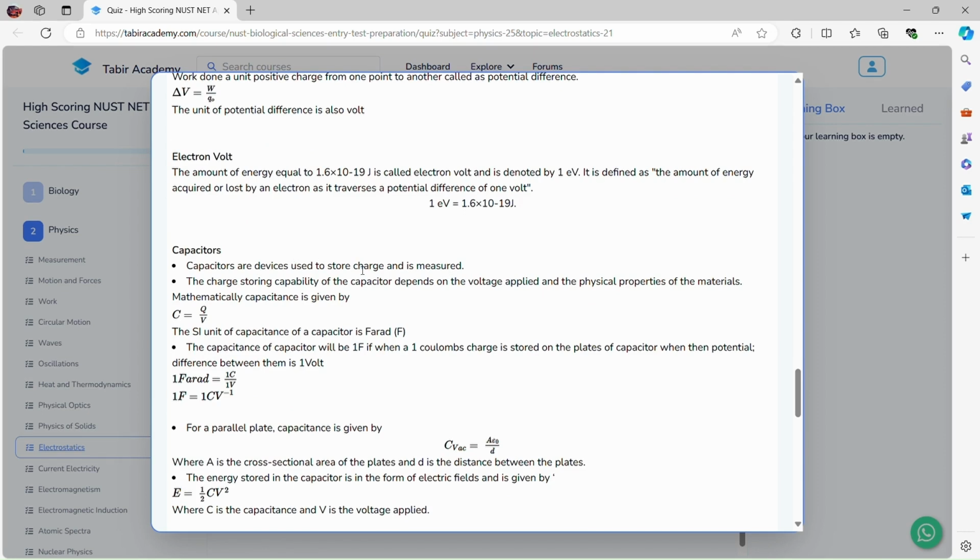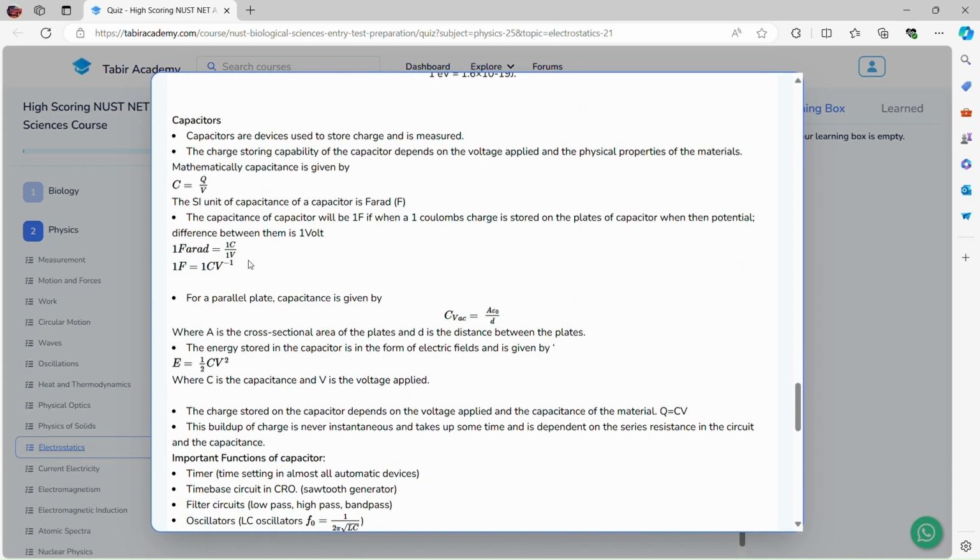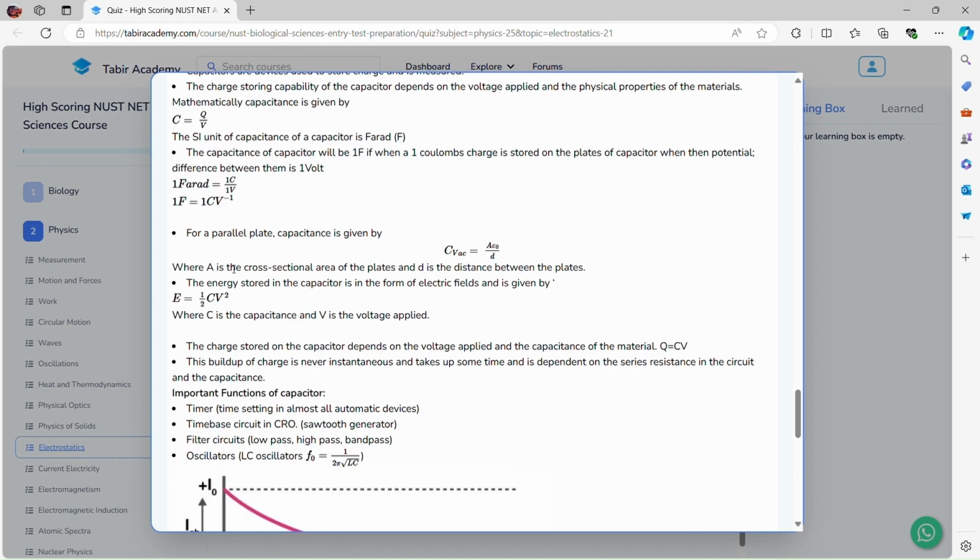Capacitors are devices used to store charge, and this is measured in capacitance. The charge storing capability of the capacitor depends on the voltage applied and the physical properties of the materials. Mathematically, the formula is C equals Q over V. The SI unit is farad. The capacitance of a capacitor will be 1 farad if, when 1 coulomb of charge is stored on the plates of the capacitor, the potential difference between them is 1 volt. 1 farad equals 1 coulomb per volt.